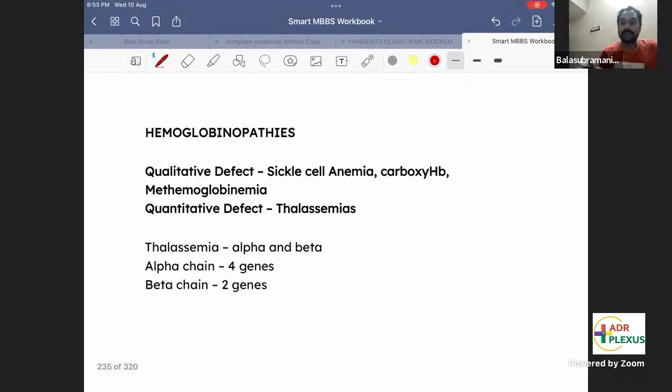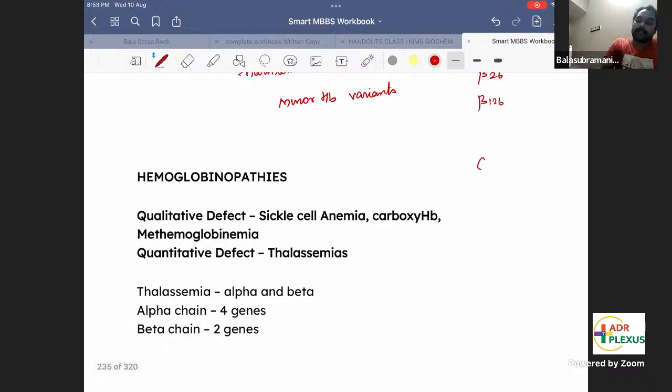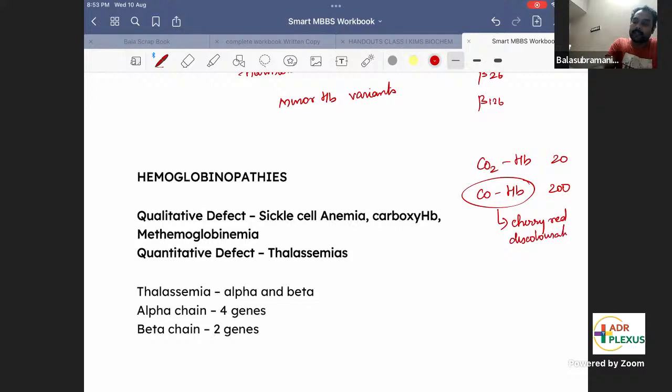I have also taught you about carbon dioxide binding to hemoglobin and carbon monoxide binding to hemoglobin. This is 20 times, this is 200 times, I told you. But this cherry red discoloration, if in your closed room without oxygen, like in cars, many times you hear people are in the car, they try to put AC and all those things, then there was a lot of carbon monoxide accumulating. They died because carbon monoxide binds to hemoglobin, and hemoglobin cannot bind to oxygen.